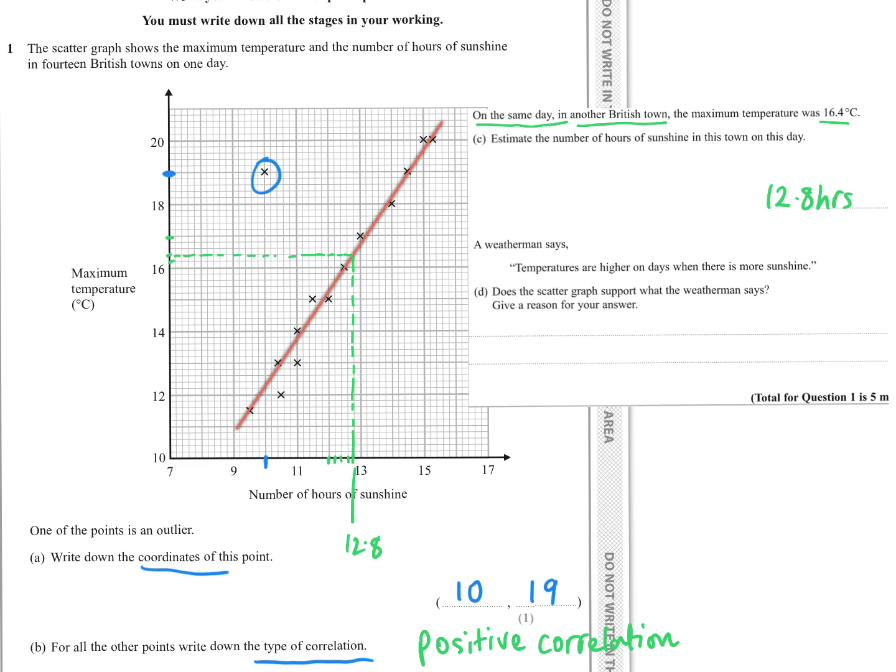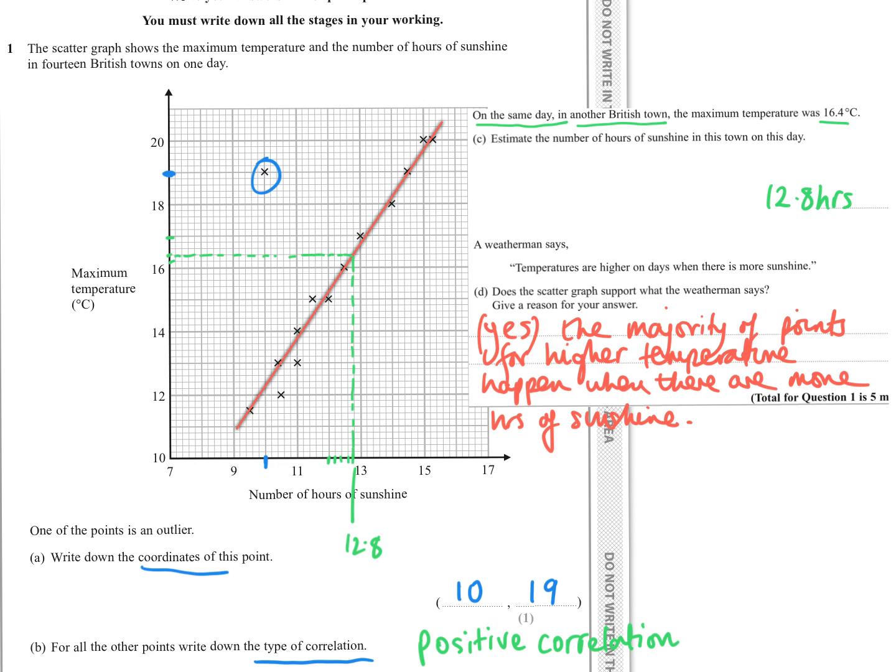Now the last part is, a weatherman says temperatures are higher on days when there is more sunshine. Does the scatter graph support what the weatherman says? Give a reason. Well, I would say definitely yes. And I'd say the reason is that the majority of points for high temperature seem to happen when there are more hours of sunshine and it's a positive correlation. That would be my reason. So I'm just going to write that down.